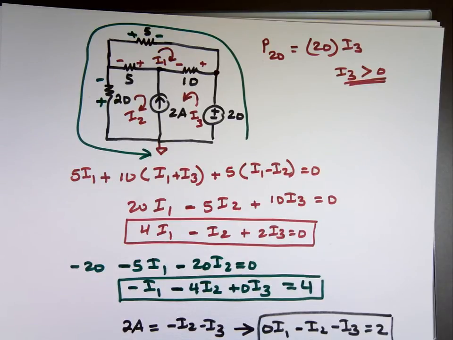I should be able to go on my calculator, with 3 equations by 3 unknowns, and solve them. Here we go. 4, negative 1, 2, 0. Next equation: negative 1, 4, 0, 4. The last one: 0, negative 1, negative 1, and 2. Solve.